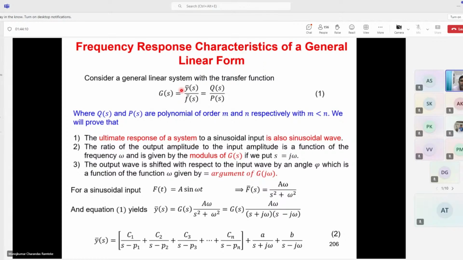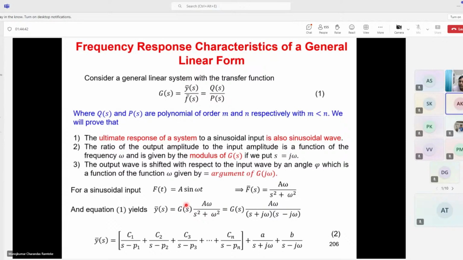So let's take a generalized transfer function G(s), which is given by Q(s) by P(s), isn't it? In this case, let's say the input f(t) is A sine omega t. So F(s) will be A omega divided by s squared plus omega squared, isn't it? If I multiply this F(s) in this equation, Y(s) is given as G(s) into A omega divided by s squared plus omega squared. Do you all agree? G(s) is any general transfer function of a stable process. Is that okay? Yes, sir.